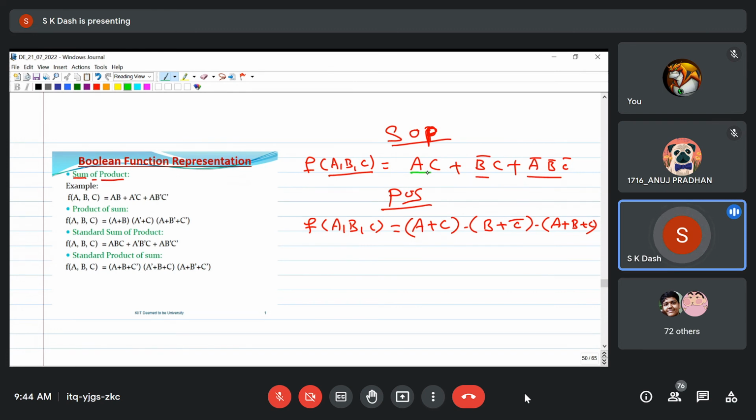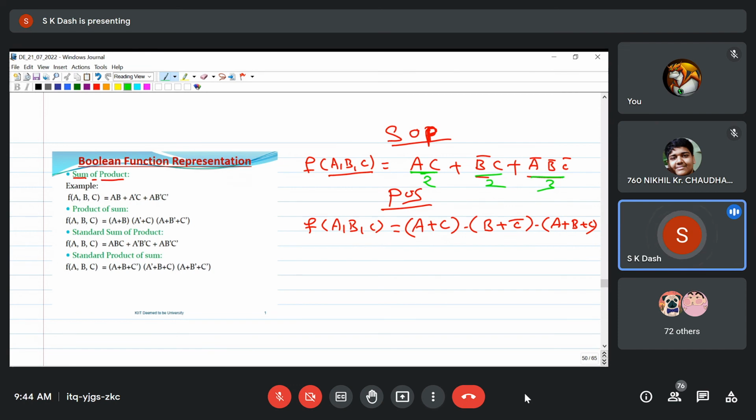How many variables are here? In this product term, 3? No, it is not 3, only A, C are there. So how many are there? 2. Here 2, here 3. So they are not in a standard form.